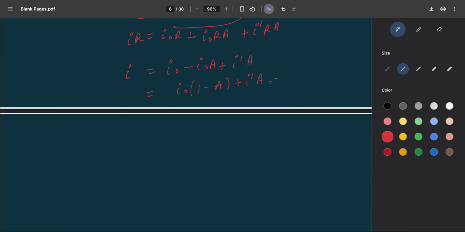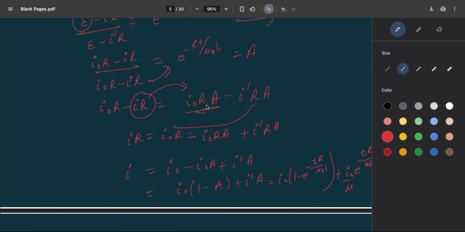Something like this. Or you can rewrite it as I naught times (1 minus e to the power minus TR divided by mu L) plus I dash. So what is I naught? We have already calculated. And what is A? A is nothing but TR divided by mu naught. This is what the equation will come out as.